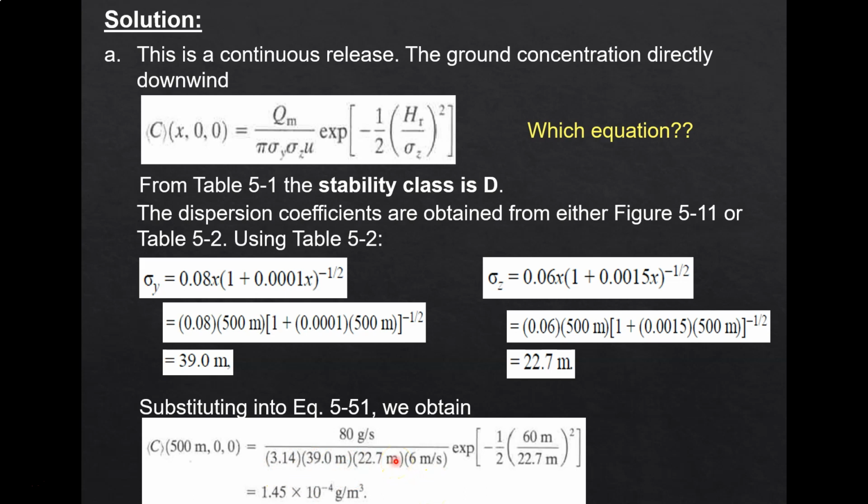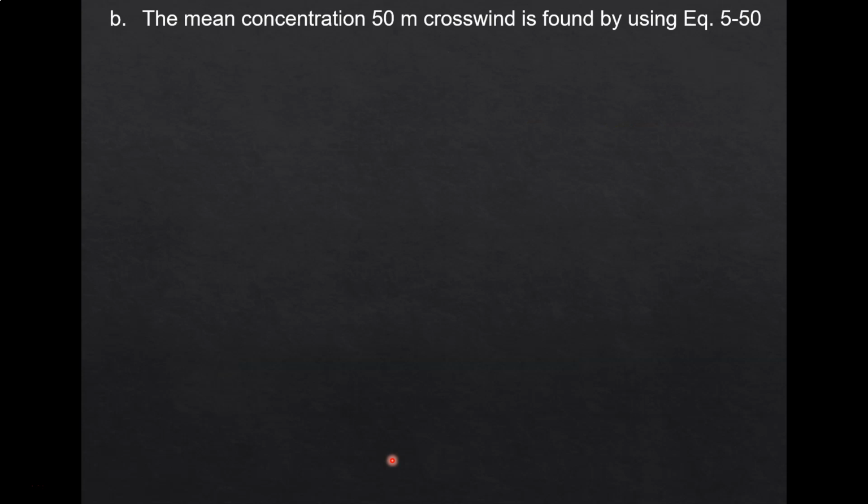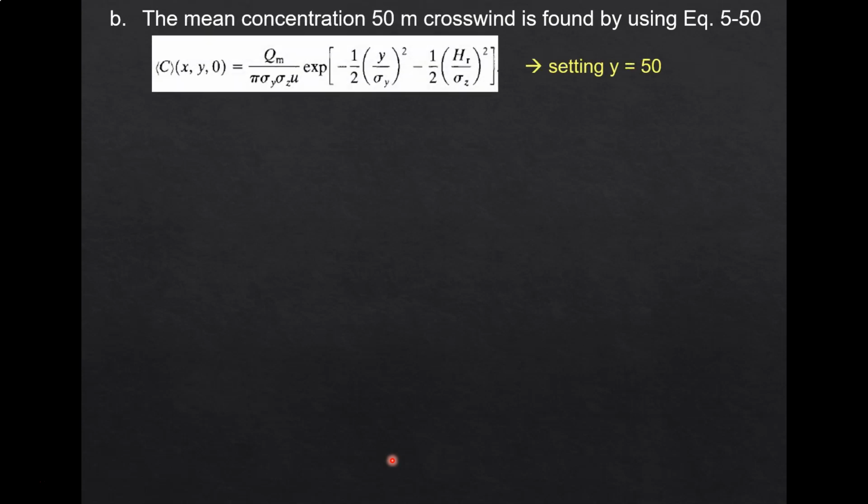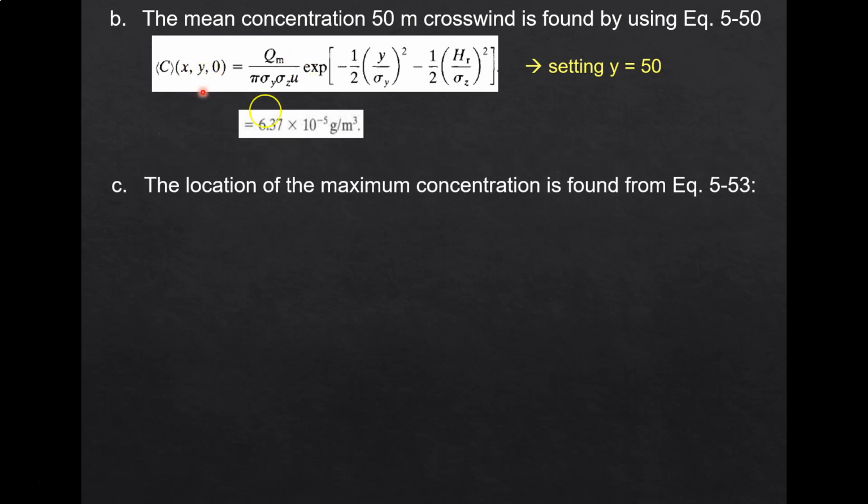So what is the answer for question B? You try to determine the mean concentration 50 meters crosswind. Remember, the crosswind is the y coordinate, 50. You put into the equation, setting y equal to 50, and then you got your answer. Directly you can configure your answer.